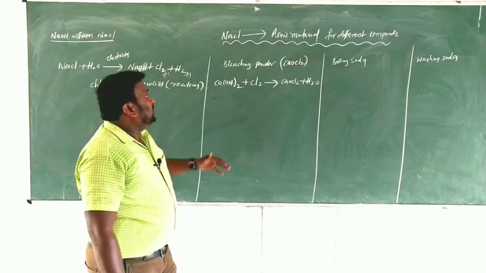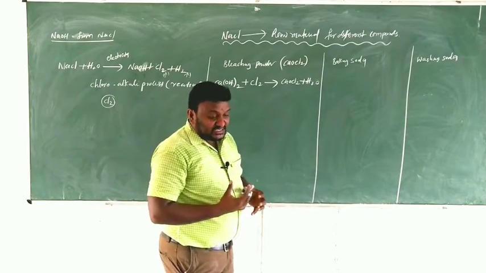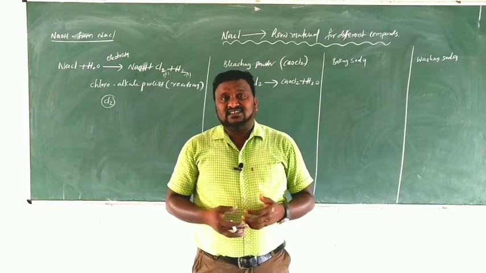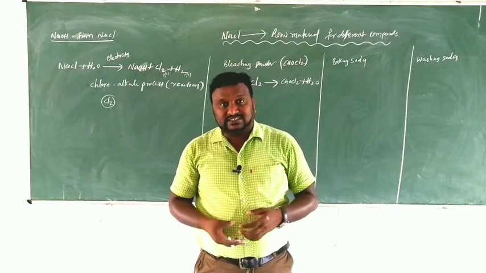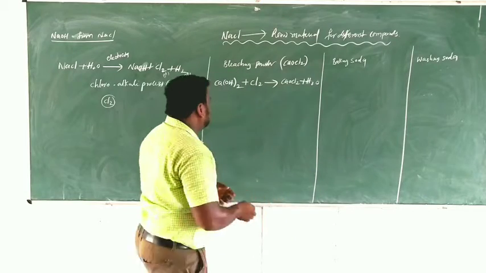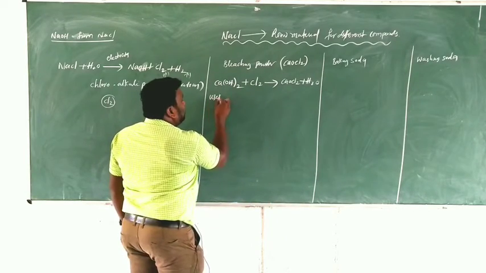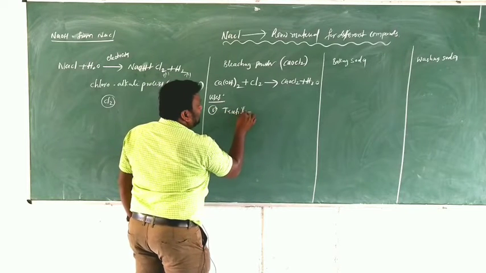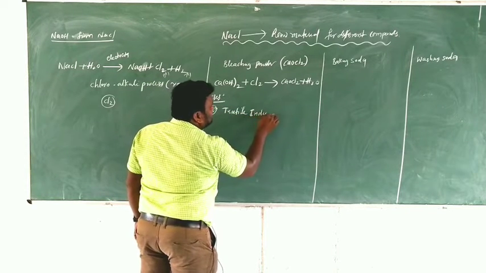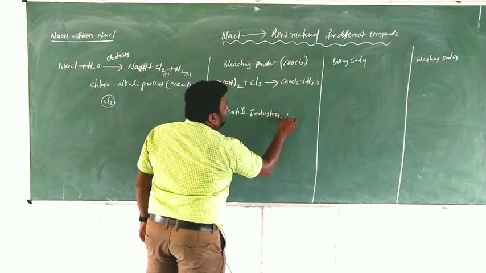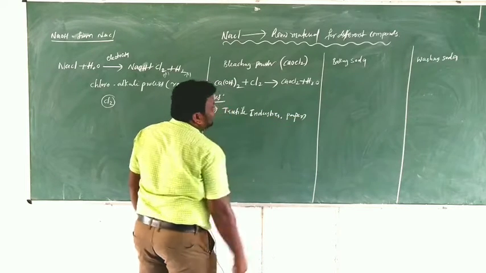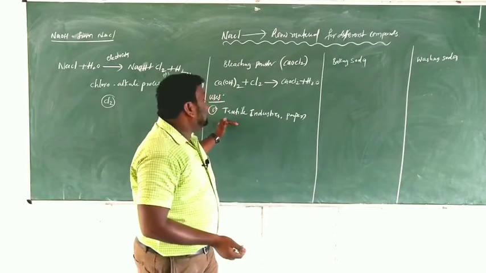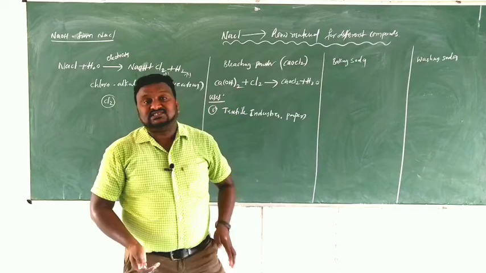So is there any use of bleaching powder? Yes. In our daily life, so many uses are there. The first thing is that bleaching powder is used in textile industries and paper industries. What is that? Bleaching powder can be used in textile industries and paper industries.